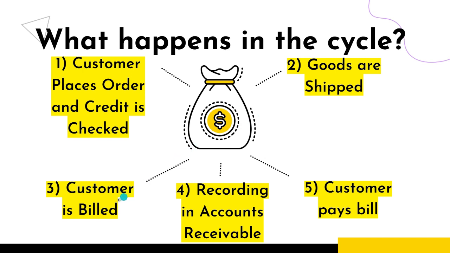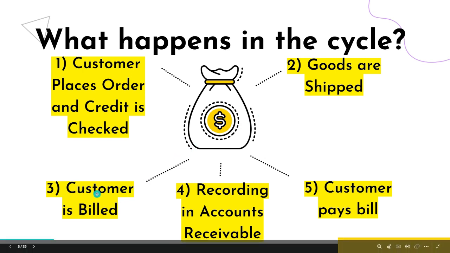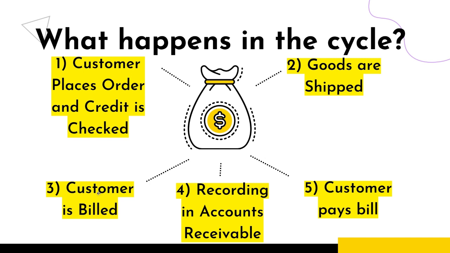Then we move into step 3. After those goods are shipped, we then would bill the customer for the amounts that they owe us. This may also be called invoicing. After the shipment has been completed or after the services have been rendered, the company is going to send an invoice or a formal bill to that customer listing what they owe.